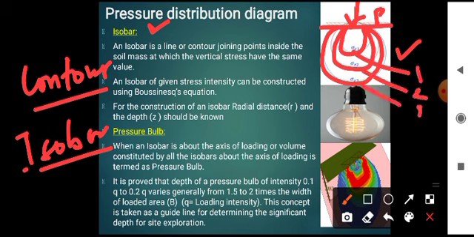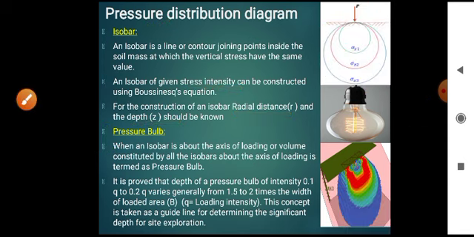So this is the isobar. By knowing the stress intensity, this can be constructed. By knowing the stress intensity, we can construct this isobar applying the Boussinesq theory. The two important factors we need to construct this isobar are the radial distance r as well as the depth z. These two factors must be known.